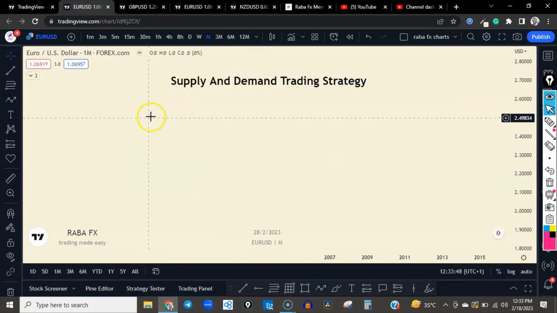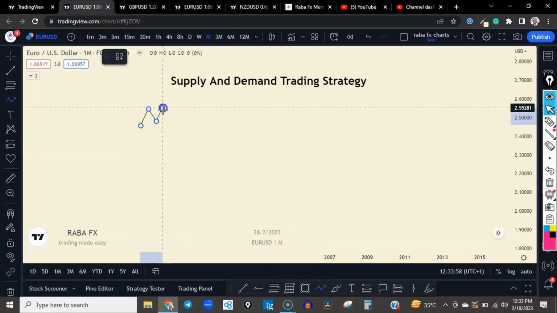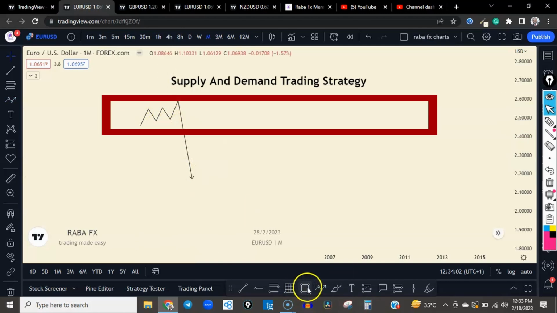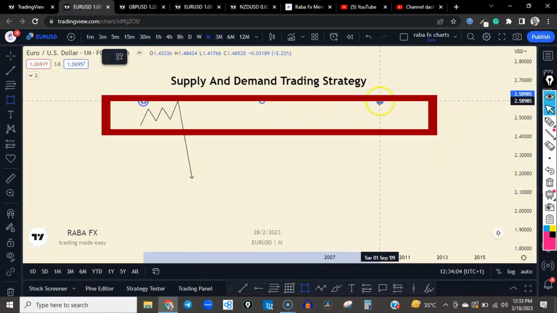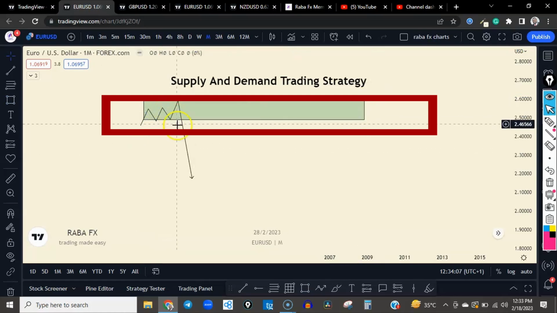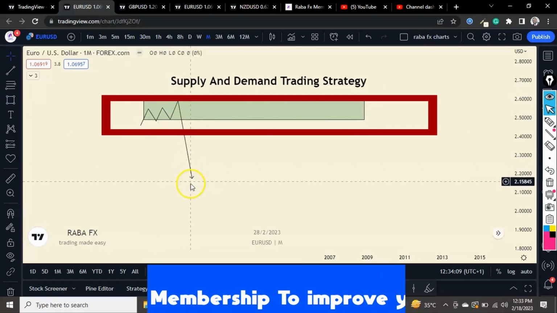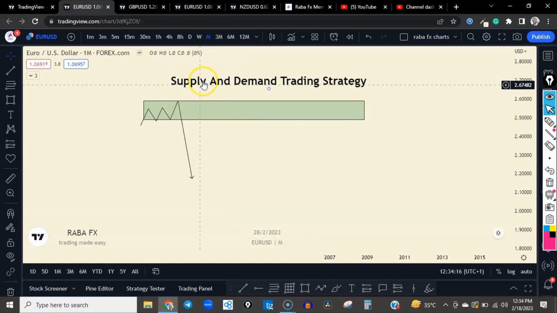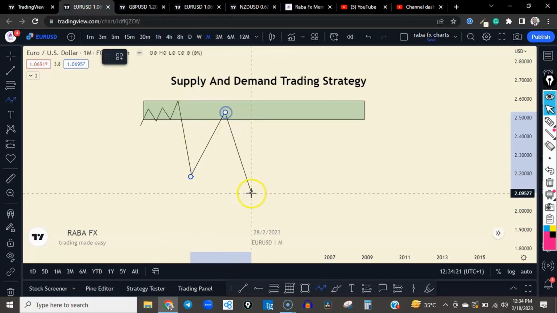Now, a supply is simply an area on the chart where sellers came in to push price to the downside. We have supply here. For an area to be a valid supply, the push to the downside must be strong, meaning a strong momentum that pushes price, creating imbalances in the market. That is an area of supply. And what it means is that when price comes to that area, we are going to sell.